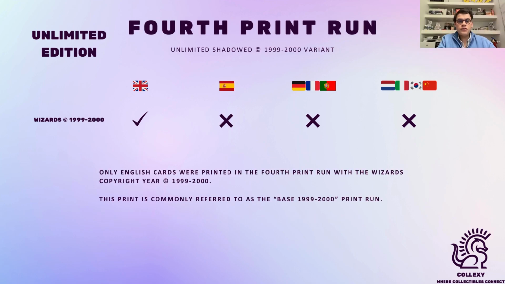So the final print run is the fourth print run. In the fourth print run, only unlimited edition shadowed variants were printed with the Wizards of the Coast copyright years 1999 to 2000. So only English variants were printed. Even though the Dutch, Italian, Korean, and Chinese cards also have the Wizards of the Coast copyright years 1999 to 2000, these are considered part of the second print run or deemed under the third general print run of the different variants of the base set cards.